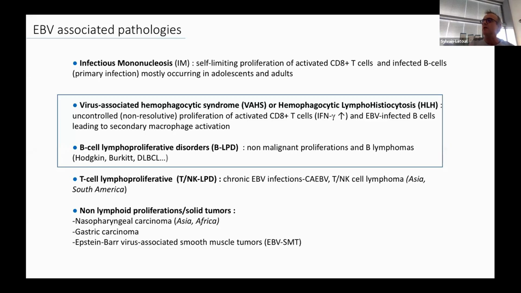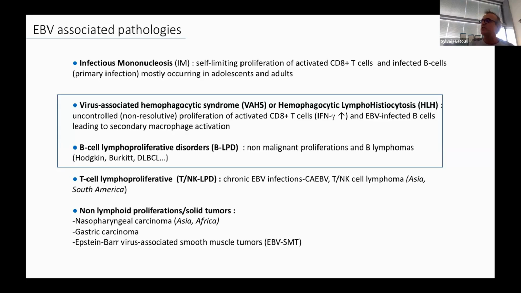In contrast, in immunocompromised individuals, EBV infection can trigger several lymphoproliferative viral diseases, such as HLH, or virus-associated hemophagocytic syndrome, which is an inflammatory disorder associated with uncontrolled proliferation of activated CD8 T cells that produce large amounts of interferon gamma, leading to secondary macrophage activation. The second type of disorder are the lymphoproliferative disorders, mainly B-cell lymphoproliferative disorders, that consist of non-malignant proliferation and B-cell lymphoma.